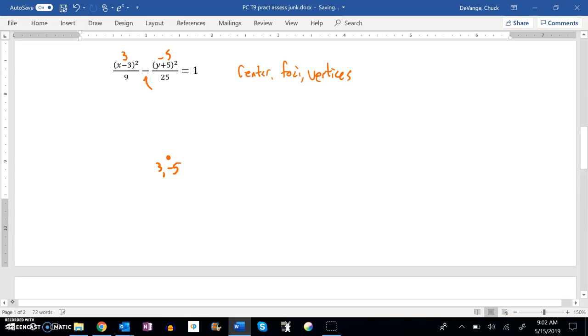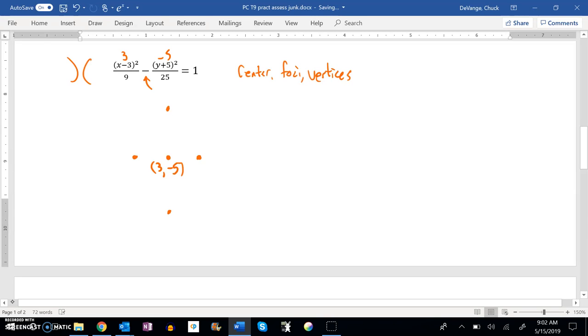I know that this is going to be a hyperbola because of that subtraction right there. And I notice I have x squared minus y squared, so it's going to go this direction. Offset of 3 in the x direction, 1, 2, 3, so let's say that's about 3. Offset of 5 in the y direction, so it might be about that.